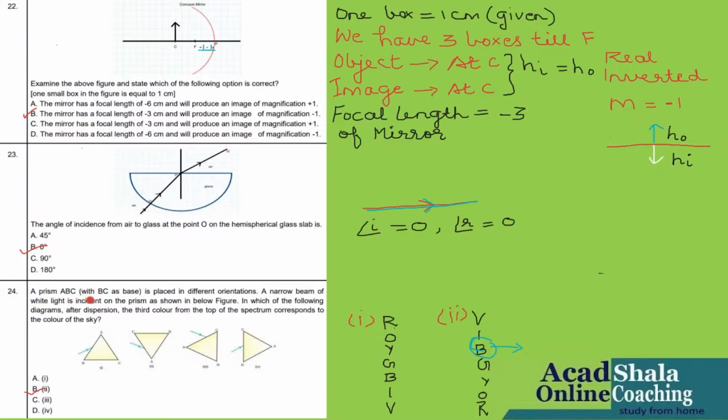A prism ABC is placed in different orientations. A narrow beam of white light is incident on the prism as shown in the below figure. In which of the following diagrams, after dispersion, does the third color from the top of the spectrum correspond to the color of the sky?